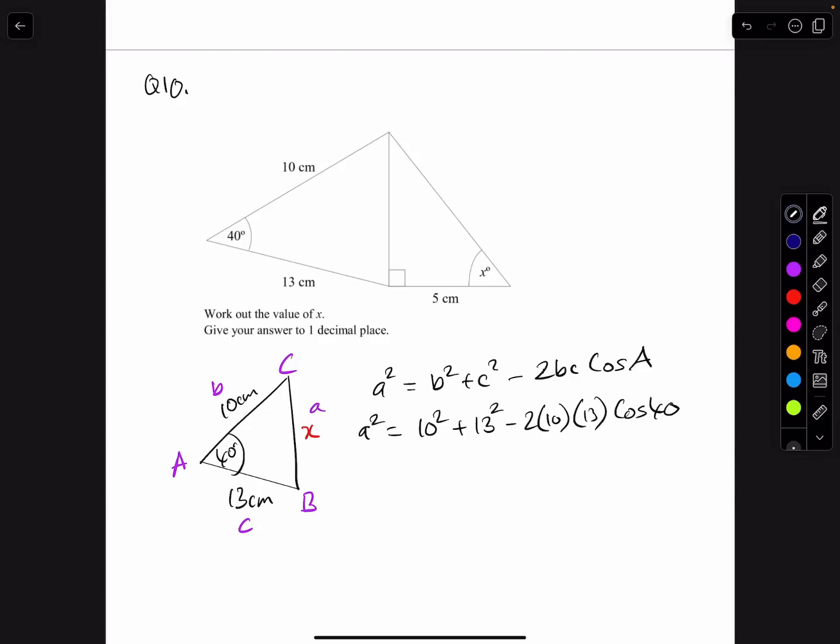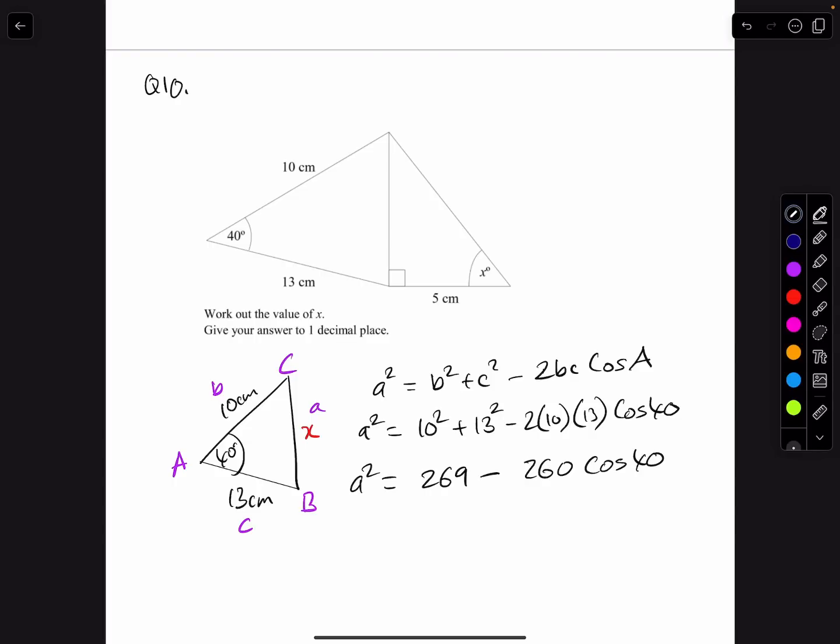Now, don't be a hero and put all of this into your calculator, please. Just do things slowly. Do just this part first. So do 10 squared plus 13 squared on your calculator. Get the answer, 269. Then do this part. That's 2 times 10 times 13, that's 260. And then cos 40.